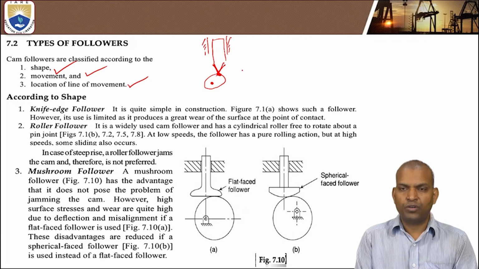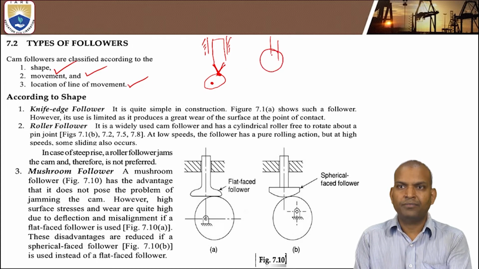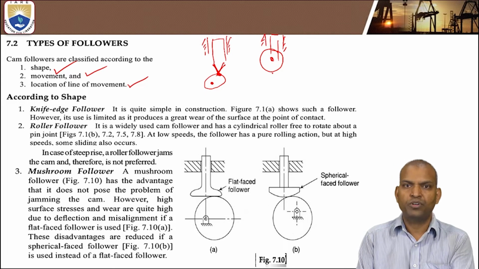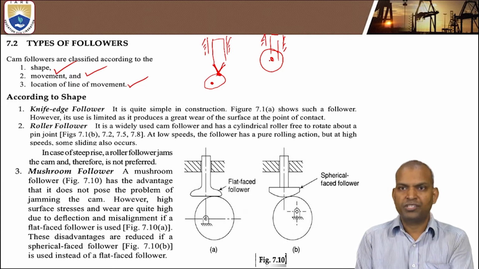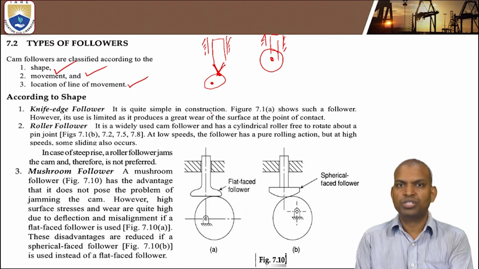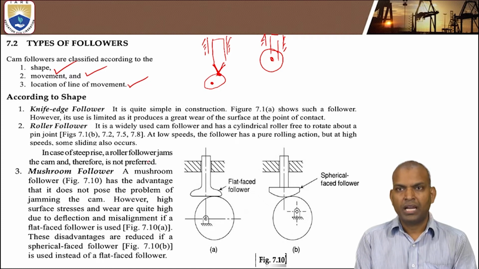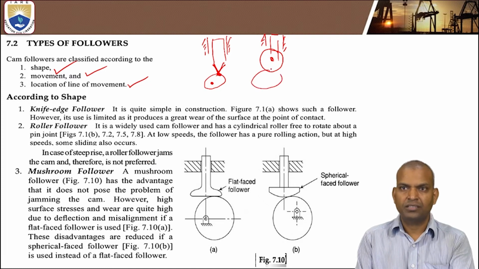In the case of a roller follower, at one end of the follower is the roller. It is a cylindrical surface, free to rotate about a pin joint. At low speeds, the follower has a pure rolling motion. But at high speeds, what will happen? Not only does sliding motion occur, but jumping motion also occurs at high speeds. In the case of a knife edge follower also, the jump will be high. But here, the point is that sliding takes place.